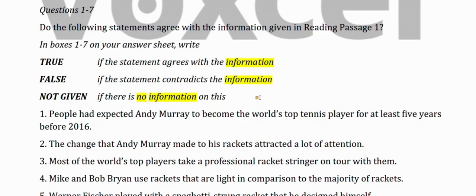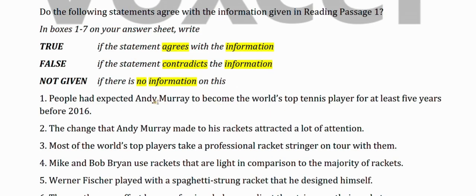If the information agrees, we will say true. If the information contradicts, or is opposite in simpler terms, we will say it is false. And if there is no information on the particular question, we will say not given. Okay, let's begin from question number 1.